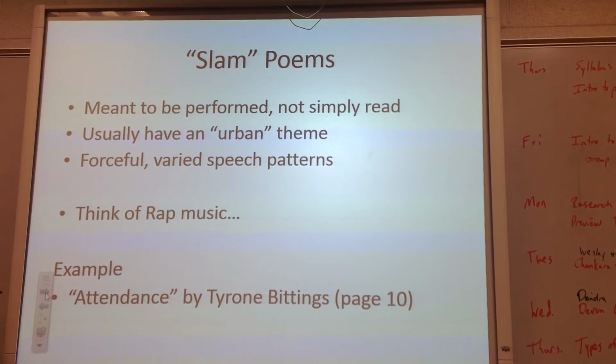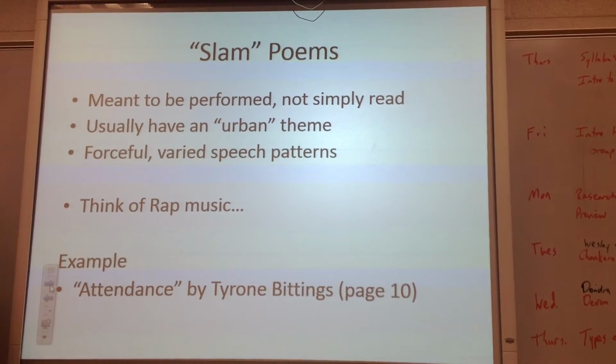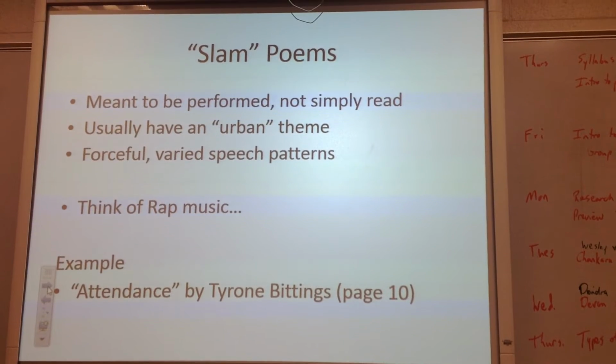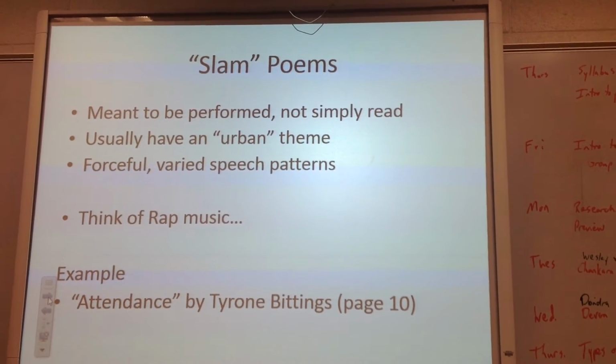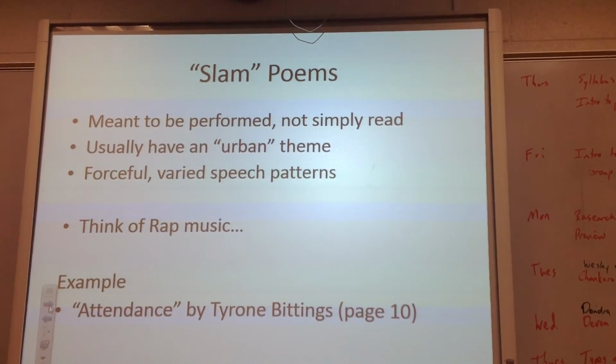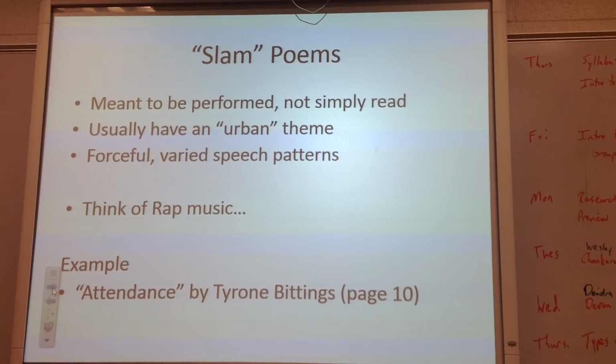One of the examples from the book was attendance. That's the poem that Tyrone wrote at the very beginning on page 10. I don't have to reread that one, do I? No. Just the way that he had rhythm, but not every single line rhymed. It was rhyme in the middle of some lines and at the end of some and everything else.